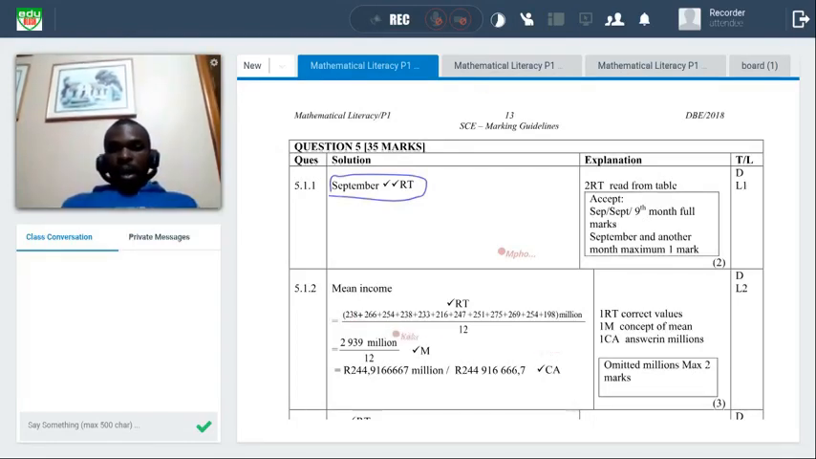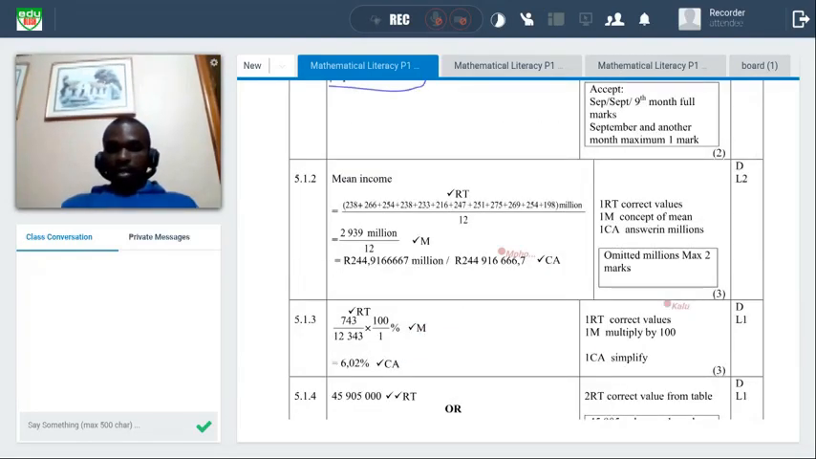You can see when you put the correct values, you have your 1 mark. Then when you divide by 12, you have your 1 mark, which is the concept of the mean. Then your final answer, you have your 1 mark.